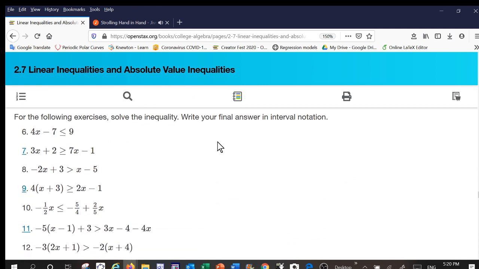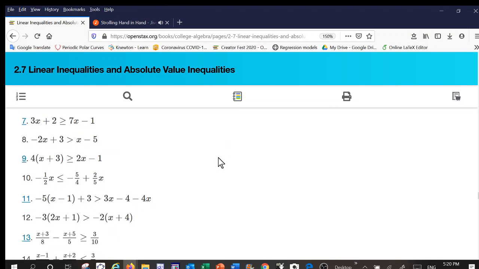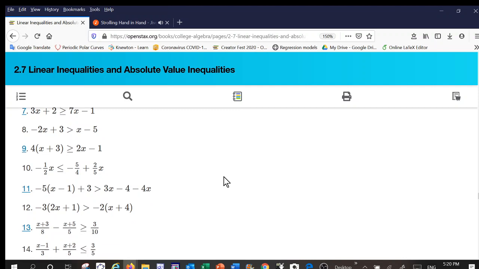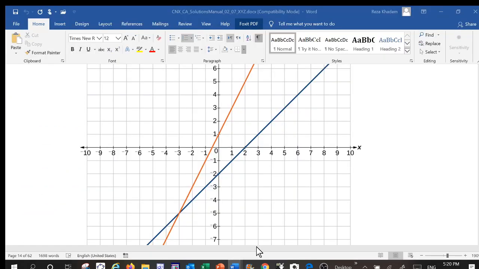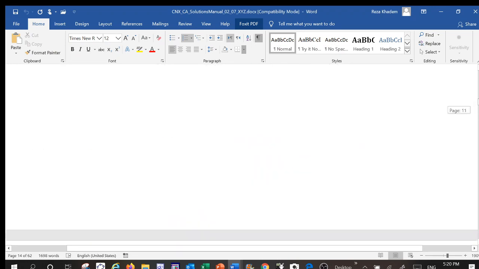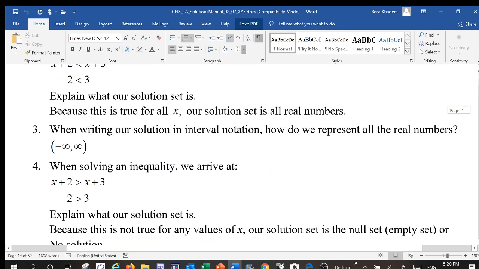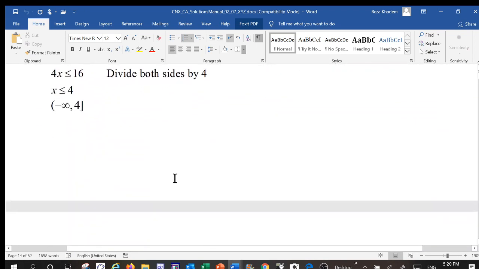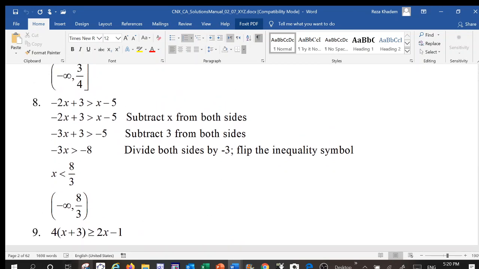All right, let's solve some of these inequalities. Write your final answer in interval notation. Let's do a few of these. Let's do number 8 and number 14. Let me show you the steps and why. So here you go. This is number 8.